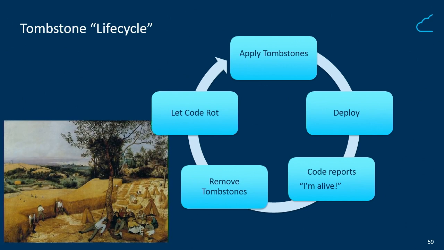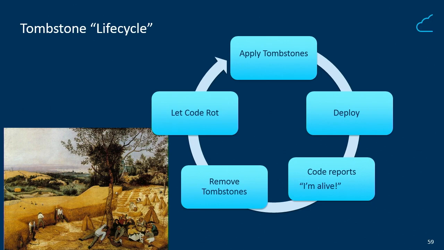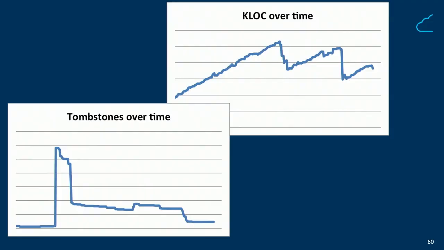Life cycle of a tombstone. Every once in a while, we call for a harvest day, where we go through the code base and harvest the dead code. So you can see our code over time was growing and growing, and every time we have a harvest day, boom, code goes down. The overall trend is downwards.